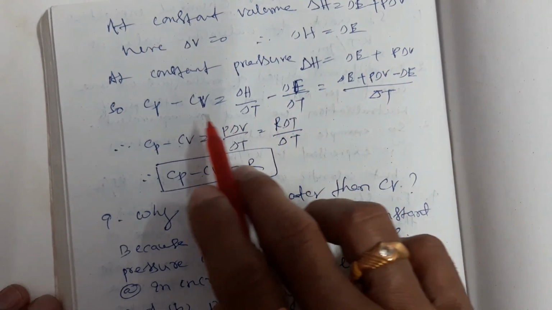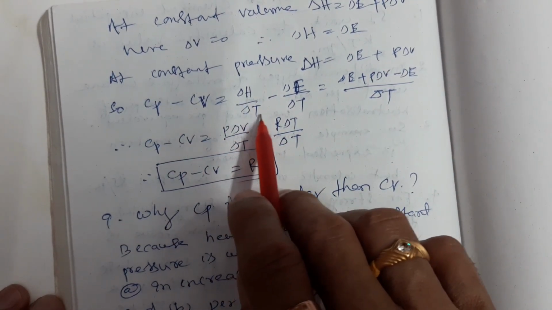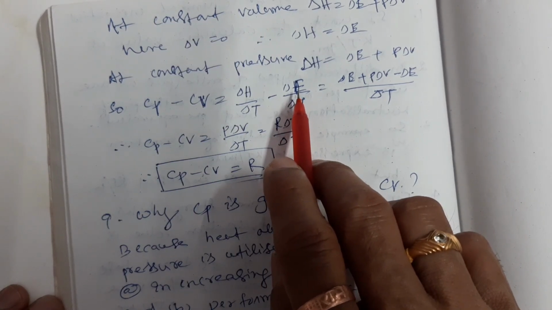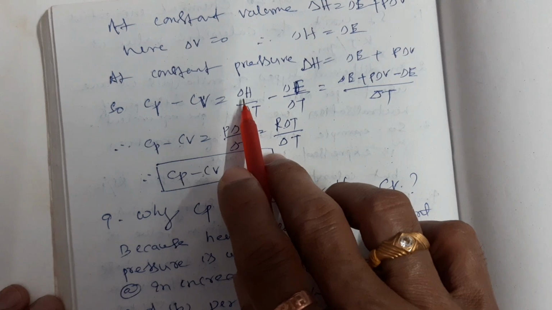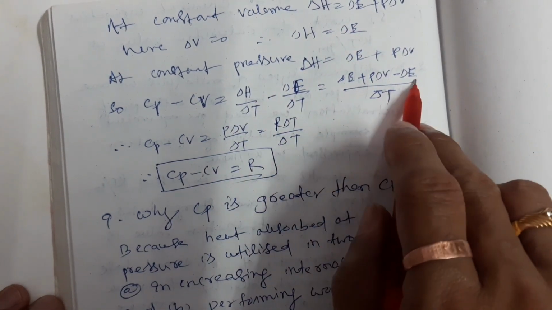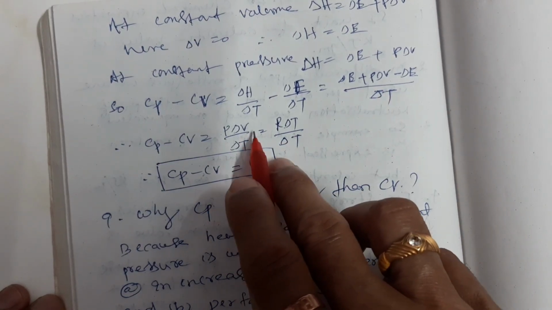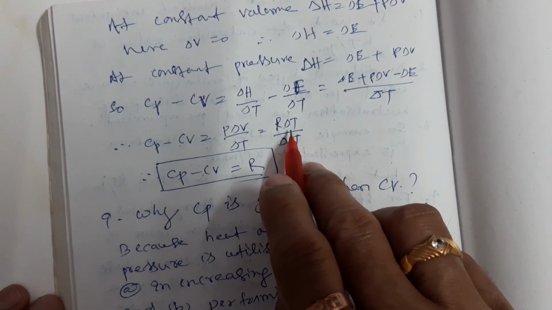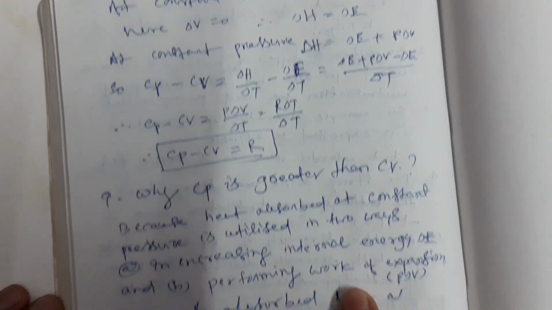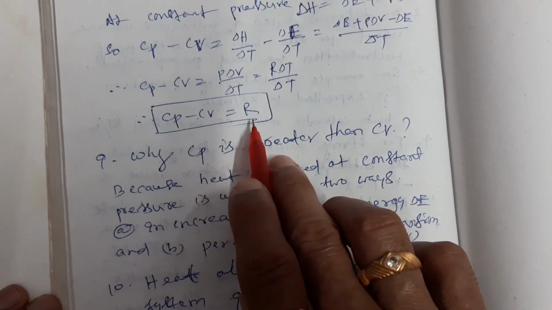So Cp minus Cv is equal to delta H by delta T minus delta E by delta T. For delta H you put this one. Delta E minus delta E cancel, P delta V will remain. So PV is equal to RT, we know. So Cp minus Cv is equal to R delta T by delta T. Delta T cancels. You will get Cp minus Cv is equal to R.